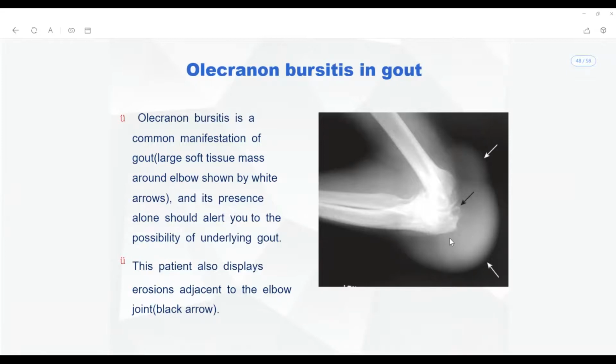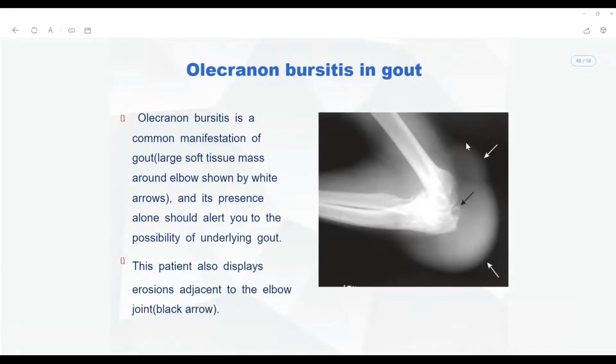Okay, and you can also see that there are mild cystic densities present down here, which suggest erosions of the olecranon process, right? So by this we can actually say that it is a form of erosive arthritis.